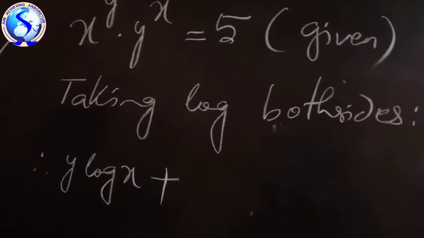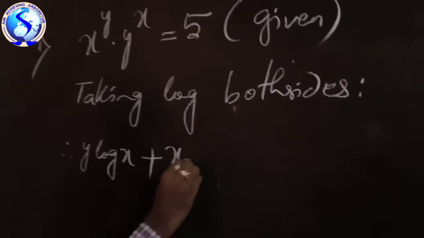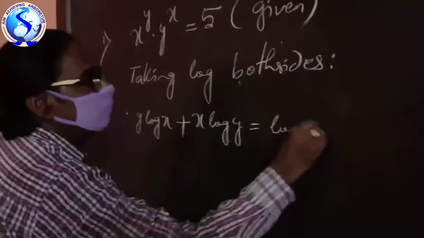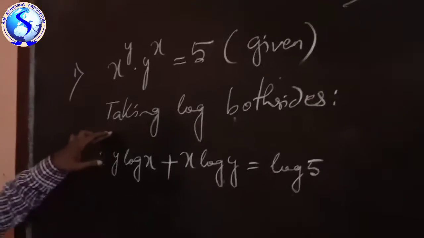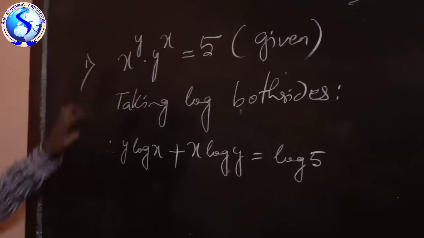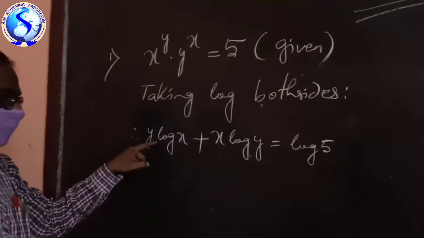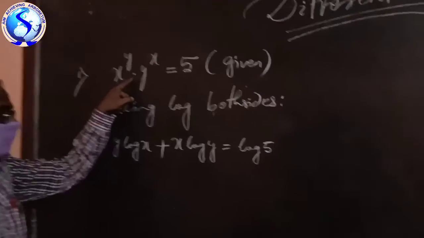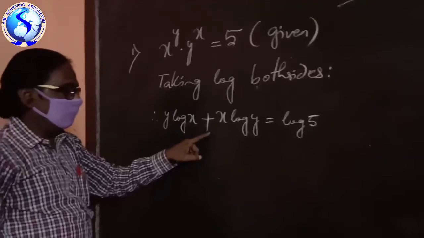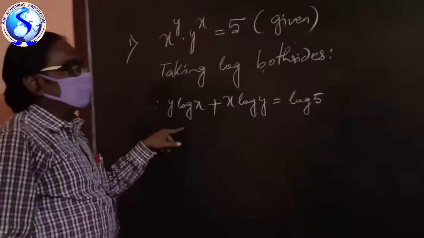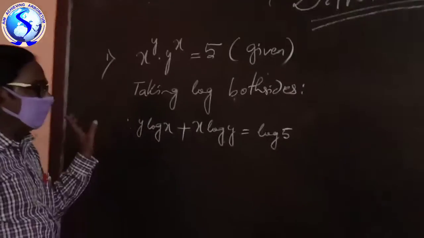Y log x, in case of multiplication, it will be converted to plus, then this will be x log y, and this side will be log 5. Taking log both sides, the power will come here as per the logarithm properties. Y log x, in case of multiplication, it will be converted to plus. By the property of logarithm, the logarithm is omitted. Just focus only on the derivative.